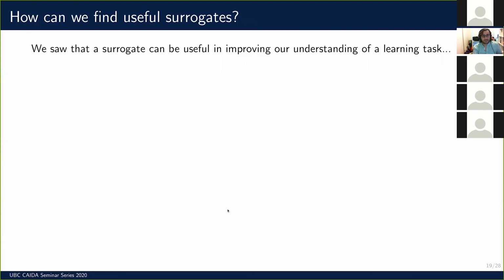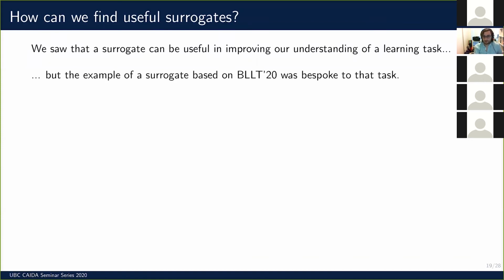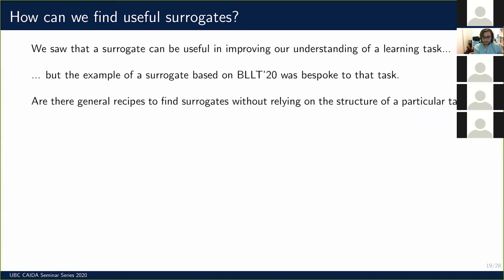So this begs the question of how we can find useful surrogates. We saw that a surrogate can be useful in improving our understanding of a learning task. But the example of a surrogate based on over-parametrized linear regression was bespoke to that task. We really took advantage of properties of projection matrices and stuff like that in order to get this to work. So an obvious question is whether there exist general recipes to define surrogates without relying on special structure or simple structure of a particular task. And the answer is yes.